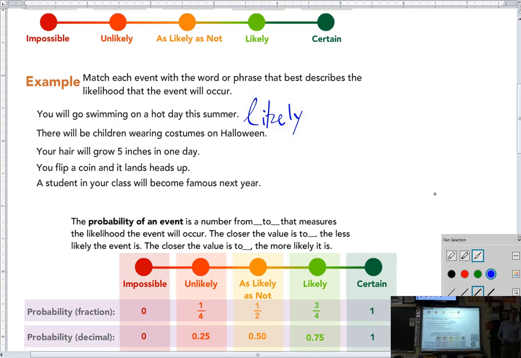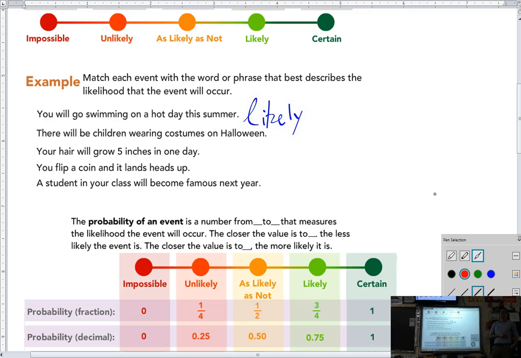Ellie, hi. Over there will be children wearing costumes on Halloween. I said likely because, now that we're getting older, I don't know what children is classified as, but some kids don't even like to go out on Halloween. Is this talking about you? Not teens, children. So probably them.